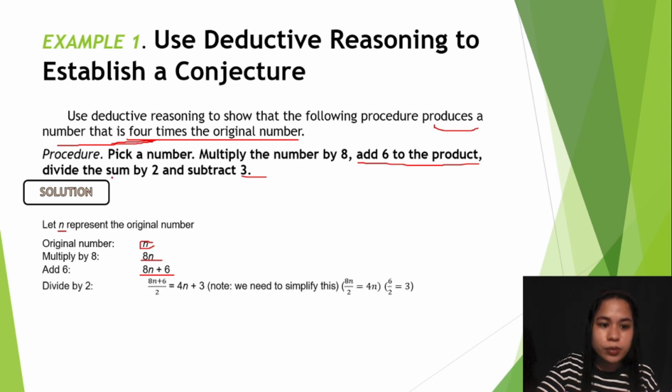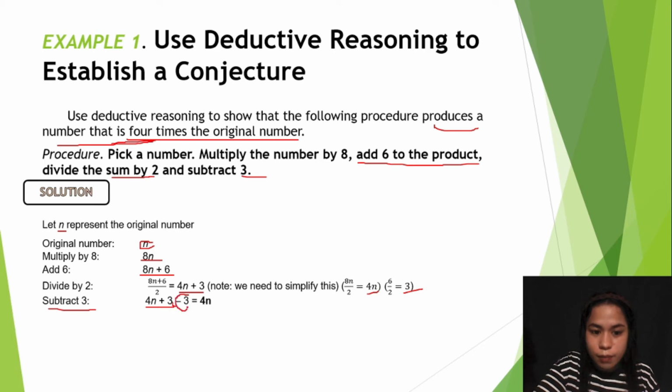And divide the sum by 2, so 8n plus 6 divided by 2. We need to simplify this because 8 is divisible by 2, pwede natin siyang masimplify. And 6 can be divided by 2, pwede din natin siyang masimplify. So, by this, 8 divided by 2, we have 4, and copy n. 6 divided by 2, we have 3. So, in simplified form, 8n plus 6 divided by 2, we have 4n plus 3. And the last procedure is, we need to subtract it by 3. So, the quotient 4n plus 3, then subtract 3: 4n plus 3 minus 3.